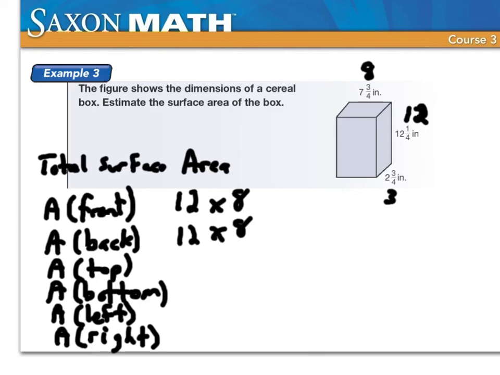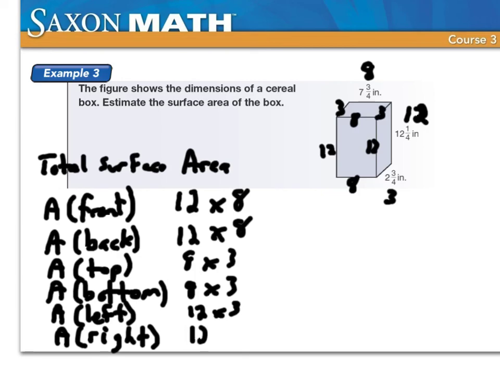Alright, and again, it would probably help if we label all our dimensions. This one has to be 8, this one has to be 12, and 12, and 8, and then this has to be 3, and 3, okay, with our estimations. So now the area of the top is going to be 8 times 3, and the area of the bottom has to be the same as the top, 8 times 3. The area of the left side, okay, is going to be the same as the area of the right side. We can actually see the right side and tell that the right side is going to be 12 times 3. So the left side has to be the same, 12 times 3.